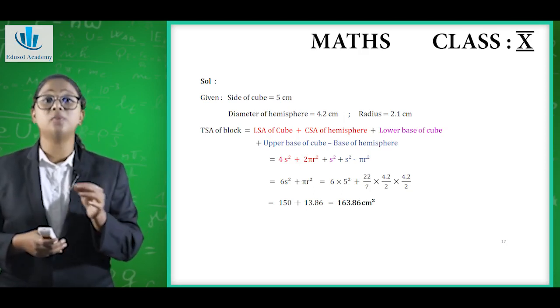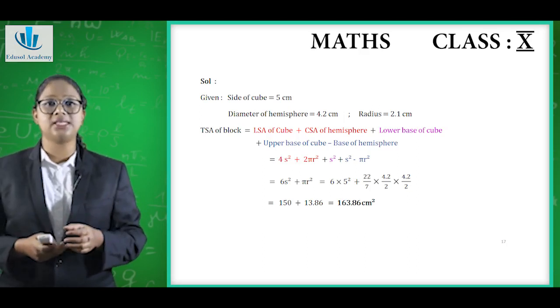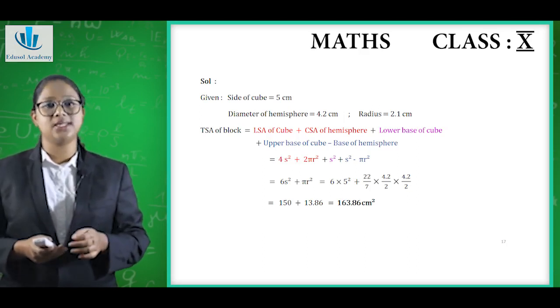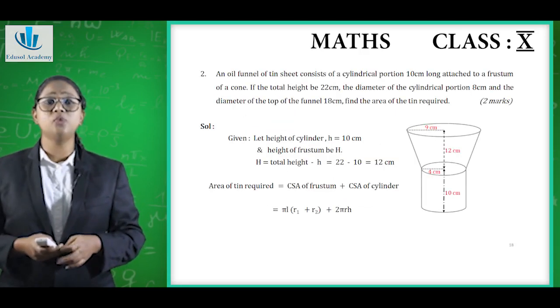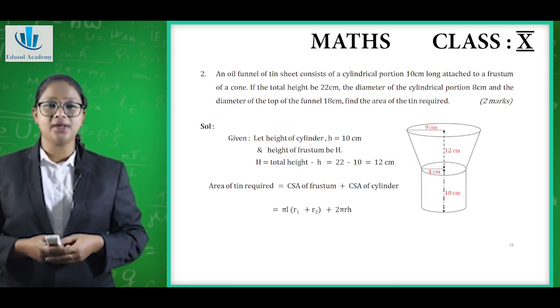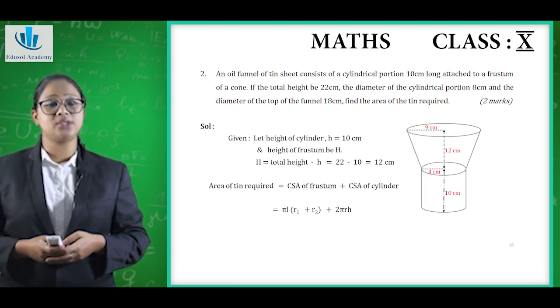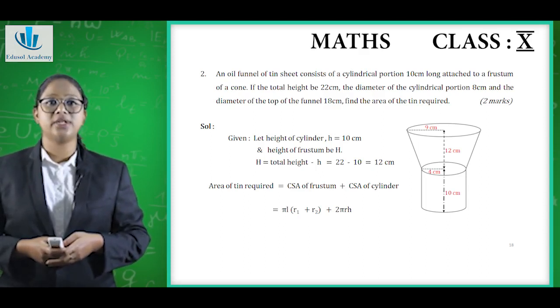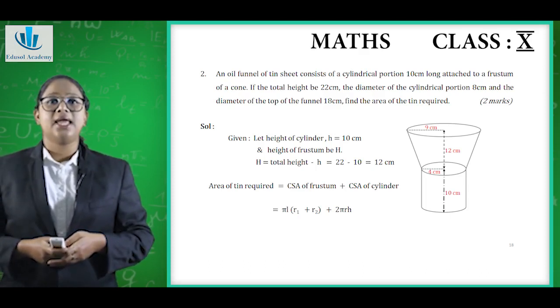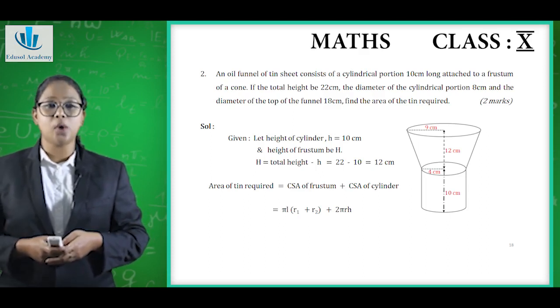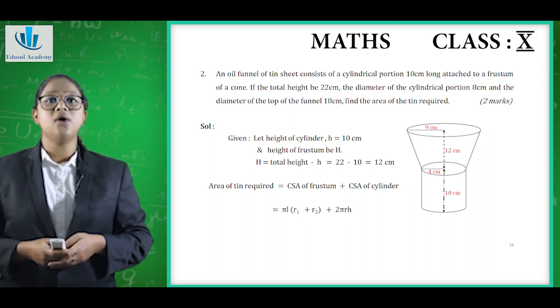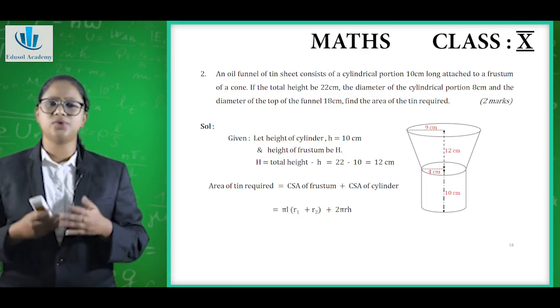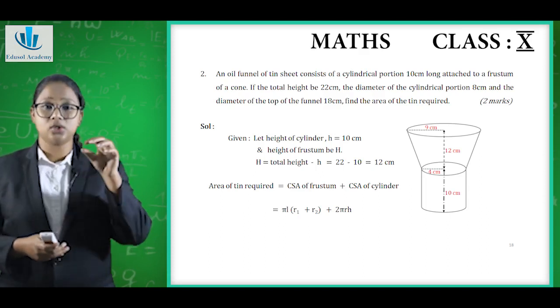Putting the numerical values, we will be getting the final answer as 163.86 centimeter square. Let's move on to the second question. An oil funnel of tin sheet consists of a cylindrical portion 10 centimeter long attached to a frustum of a cone. If the total height is 22 centimeter, the diameter of the cylindrical portion 8 centimeter and the diameter of the top of the funnel is 18 centimeter, find area of the tin required. It's a very direct question and the funnel is totally hollow.